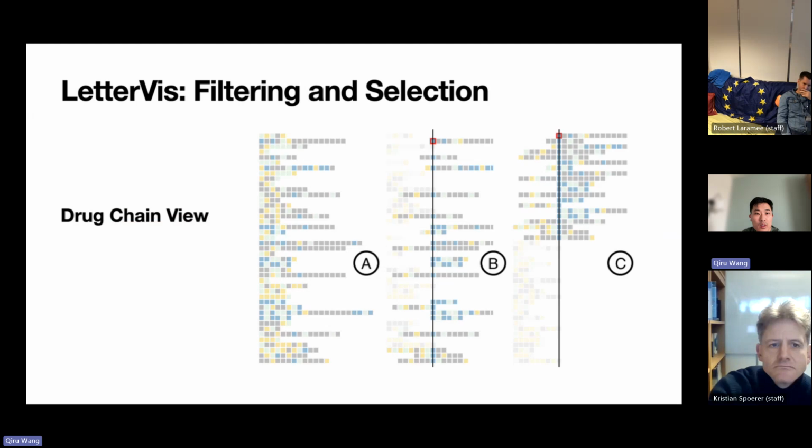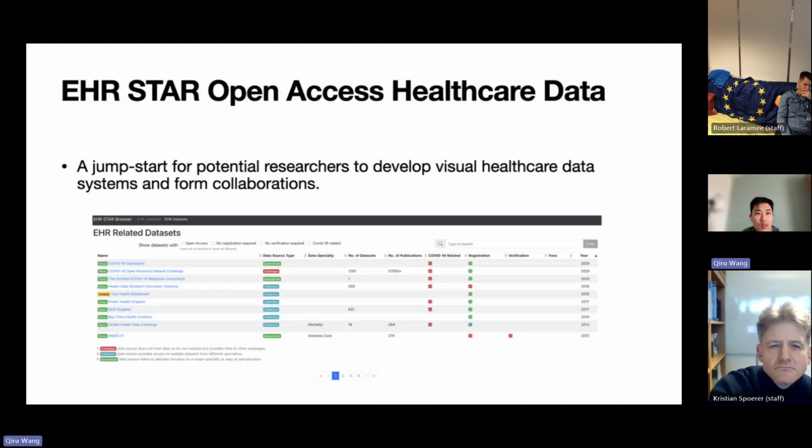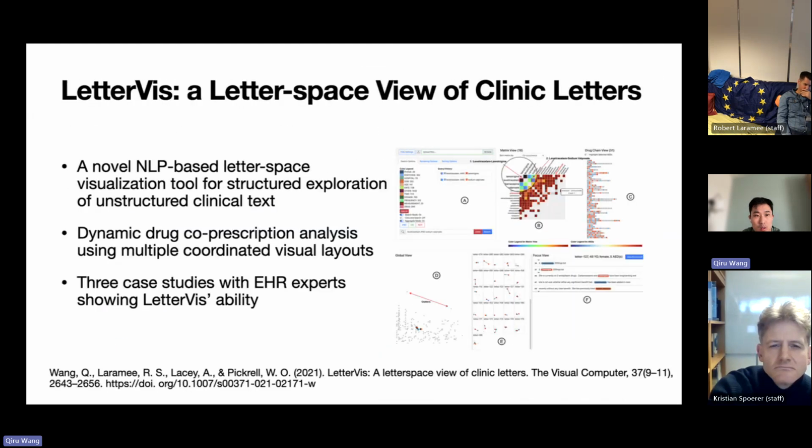For LetterViz, because no one has done anything similar to this, the problem we were trying to solve is that clinicians do not have a visual way to generate hypotheses based on the unstructured text data and verify them. That's the problem we are trying to solve, I would say.